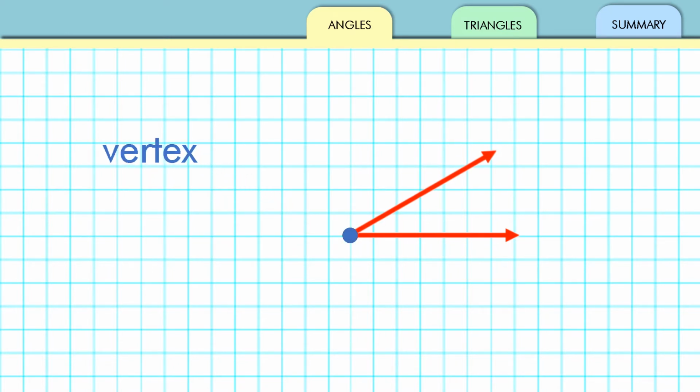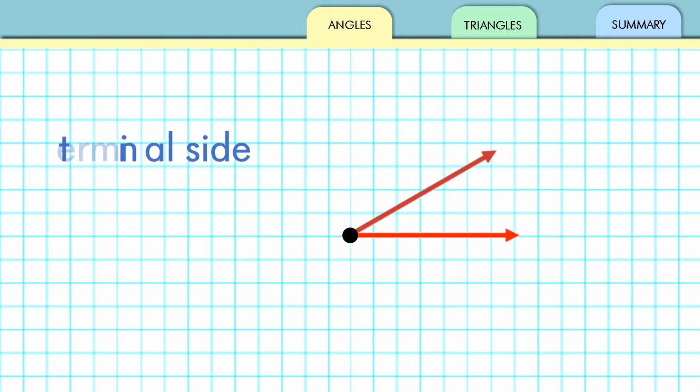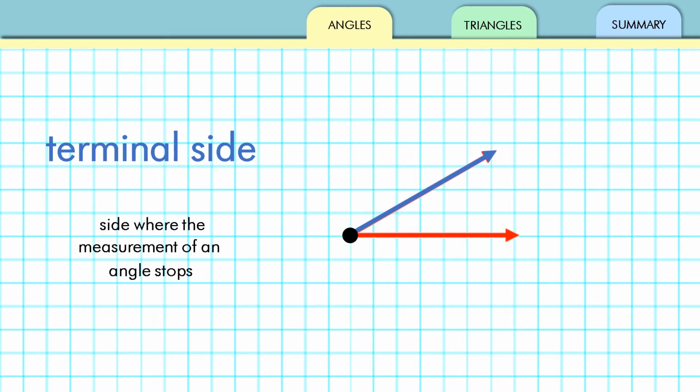Going back, so the first component of the angle that we are going to discuss is the vertex. The vertex is the common endpoint at which the two rays meet to form an angle. Next, we have the initial side. The initial side of an angle is the side lying on the positive x-axis of the Cartesian plane. Lastly, we have the terminal side. It is the side where the measurement of an angle stops.